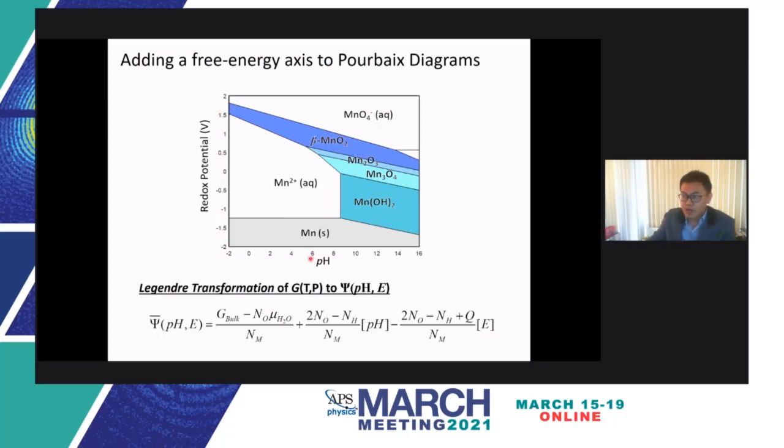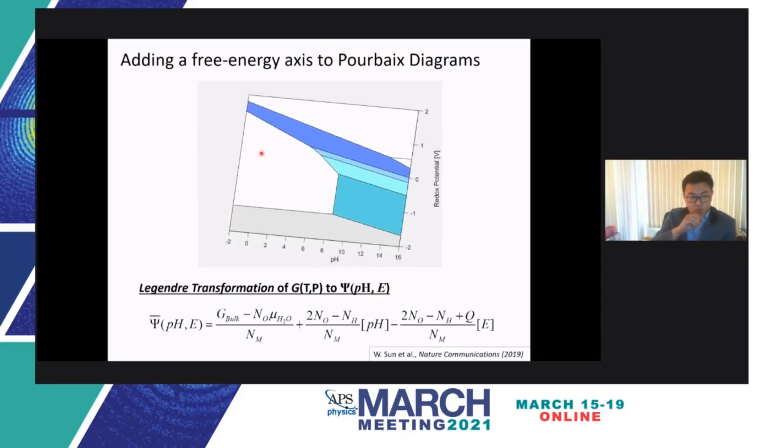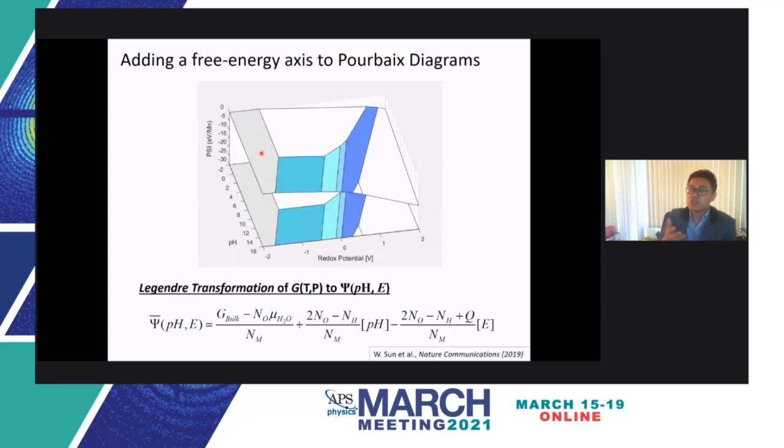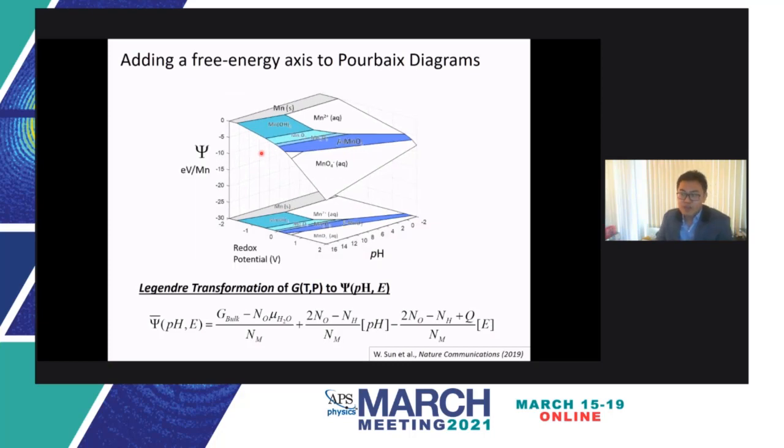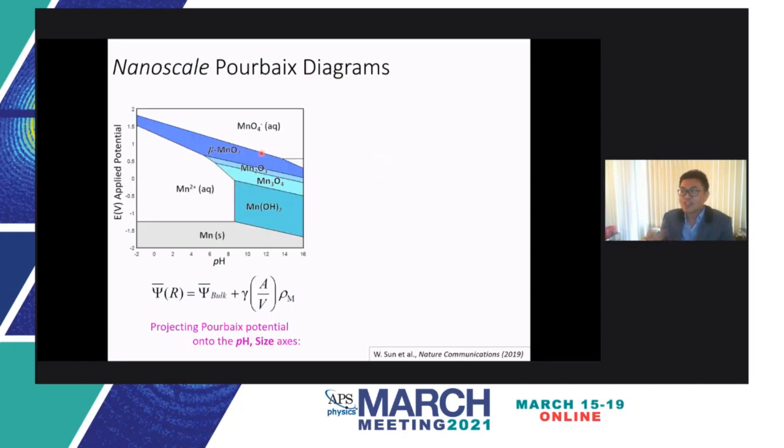Now, the way that Pourbaix diagrams are usually calculated is you use the Nernst equation and calculate phase boundaries. What I did recently is I took the Legendre transformation of the Gibbs free energy to what I call the Pourbaix free energy, which adds a free energy axis to Pourbaix diagrams. And now that we have a free energy axis to Pourbaix diagrams, now we can start to add other forms of thermodynamic work to see how that changes phase stability, okay? And so, this is the whole theme that I'm going for.